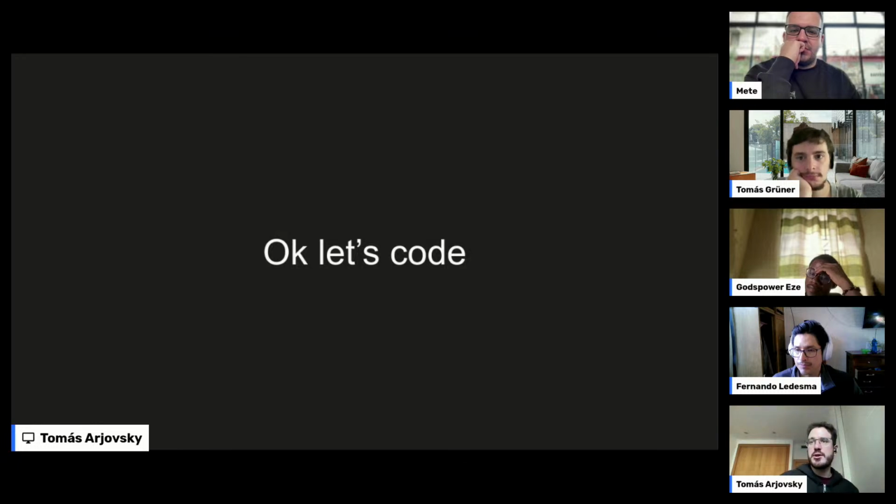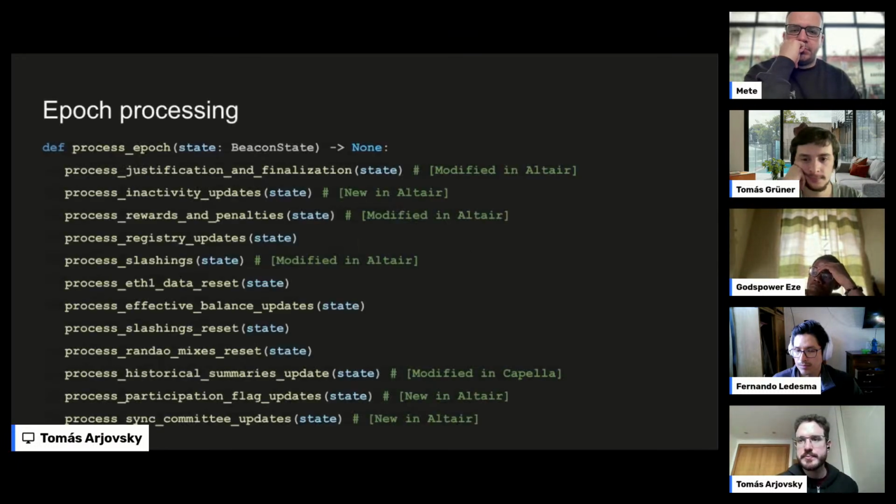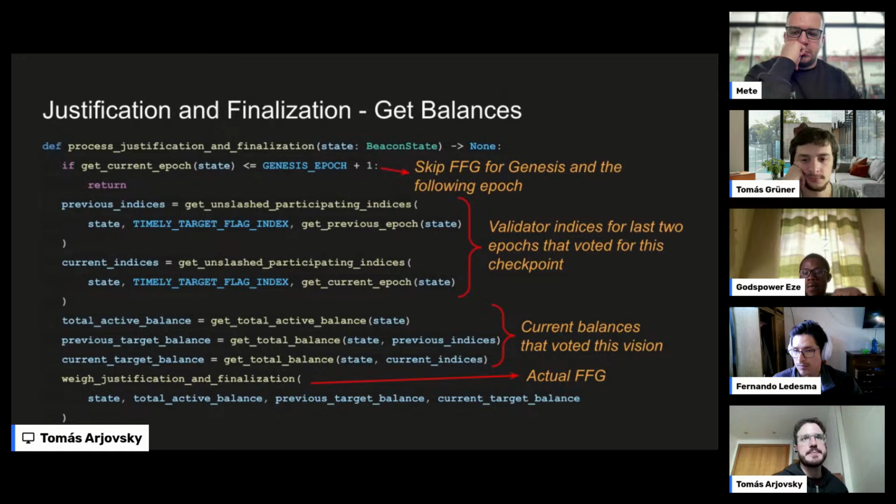Okay, so now let's go to the code, where we will apply everything that we saw last time and this time. So this is epoch processing. We will not go into everything that's done at the end of an epoch. We will only be going into this one for now, which is processing justification and finalization. The first part of it is mostly getting state. It's getting stuff, right? The first part is just excluding genesis.